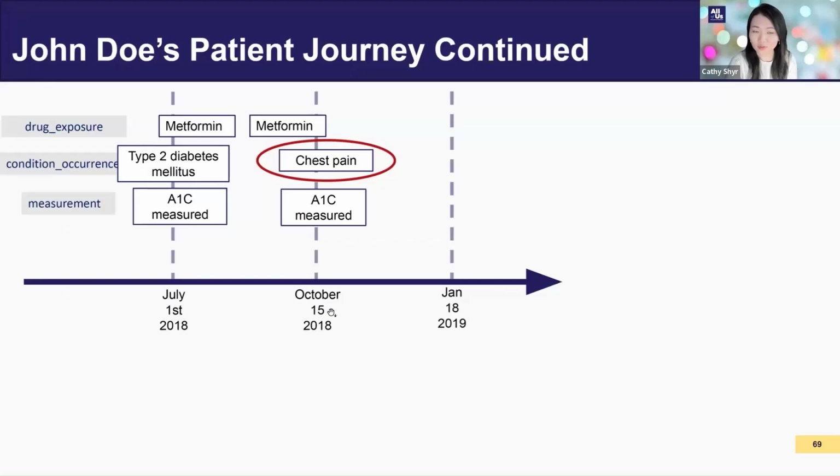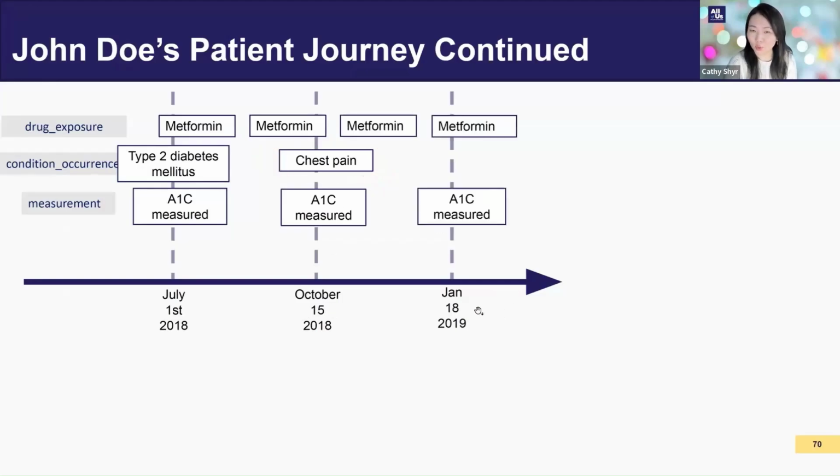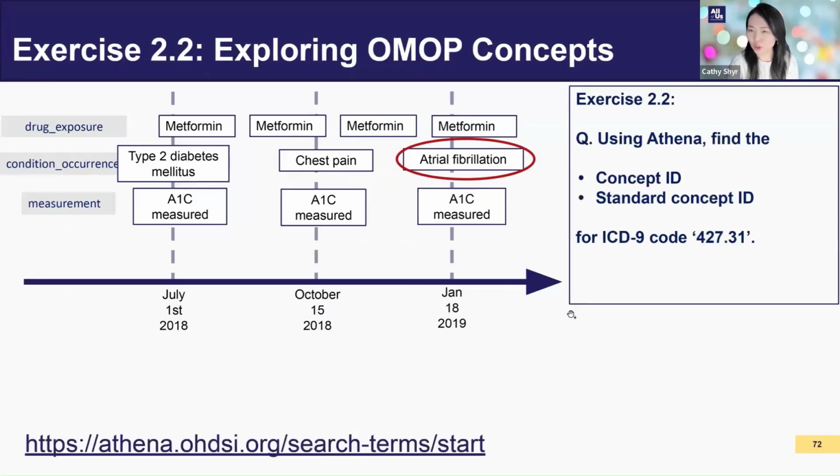So on October 15th, he reported having chest pain. And then in January of 2019, he continues to have his routine checkups. And then at that visit, he had an atrial fibrillation. So for exercise 2.2, I want everyone to try using Athena to find the concept ID and the standard concept ID for the ICD-9 code 427.31.